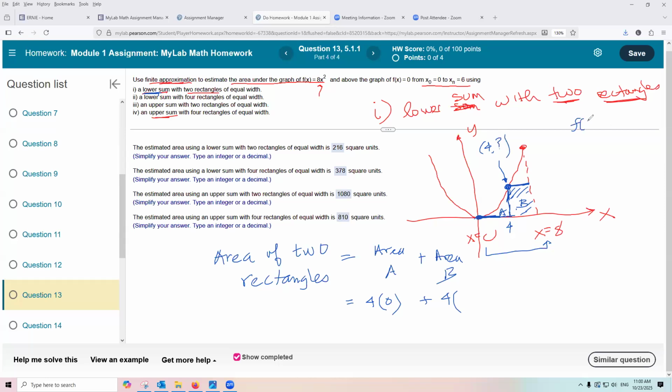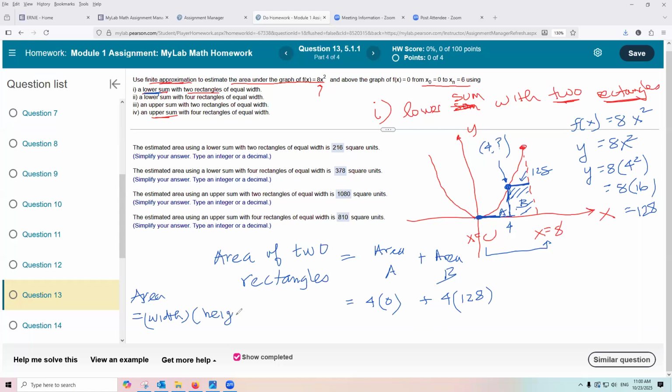Well, I could do that. I could figure out the y value because they gave me the function that says y equals 8x squared. So if x is 4, it's going to be 8 times 4 squared. That's 8 times 16. That is 128, I think. So the height, excuse me, the height of rectangle B we're finding out is 128. So here's the height. So again, what I'm doing for these rectangles is I'm multiplying the area of a rectangle is width times height.